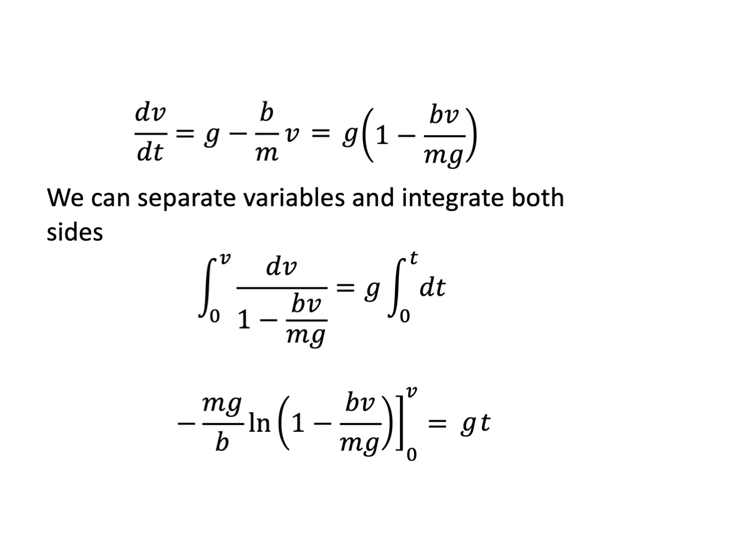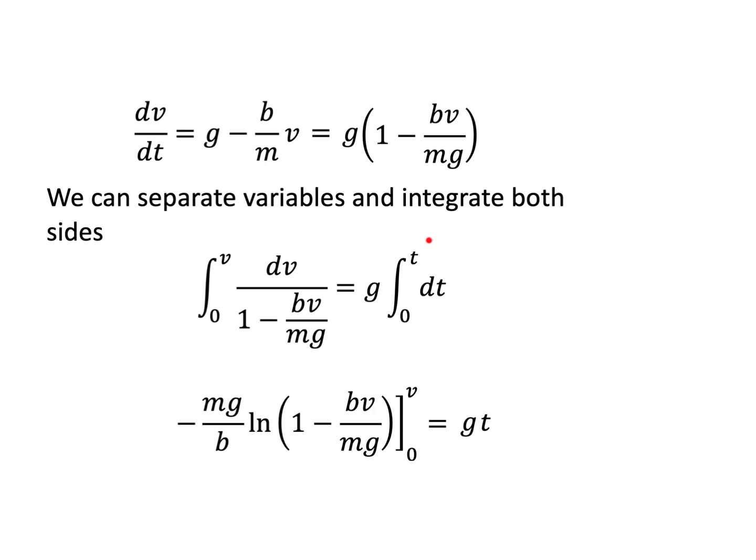So I want to separate the variables and get all the v terms on one side and all the t terms on the other. Now this thing in the parentheses here, 1 minus bv over mg, that entire thing, I can't just separate out the 1. That's an entire term involving v. So I'm going to divide both sides by the thing in brackets, and I'm going to get dv over here on the left divided by that thing in the parentheses there, and then I'm going to take my dt and move it over to the other side, and I'm going to then integrate both sides. And so I end up with dv over 1 minus bv over mg is equal to g times dt.